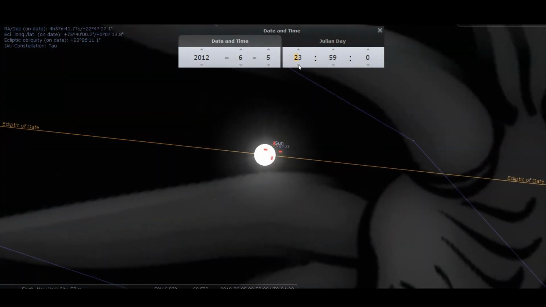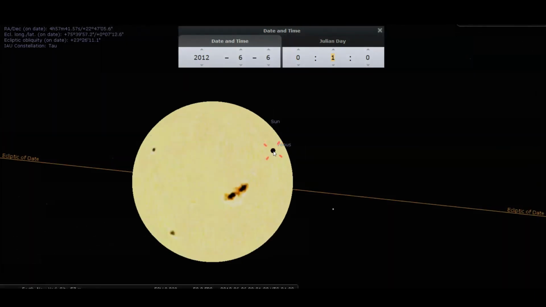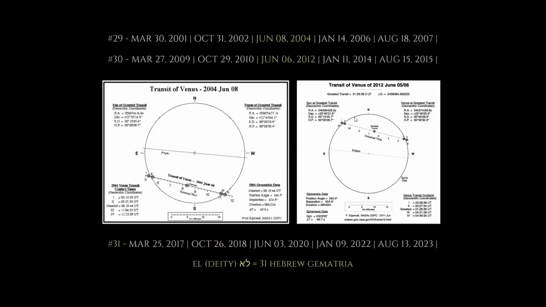So if we look, Venus transited the Sun, or it was between the Earth and the Sun for our Venus transit, and that was part of our last pentagram, our 30th pentagram. So right now we are in the 31st pentagram. Beginning on March 25th, 2017, that began the 31st pentagram of the United States.